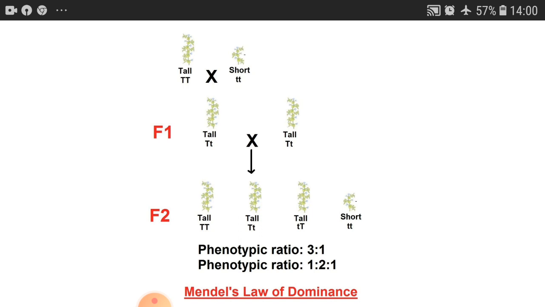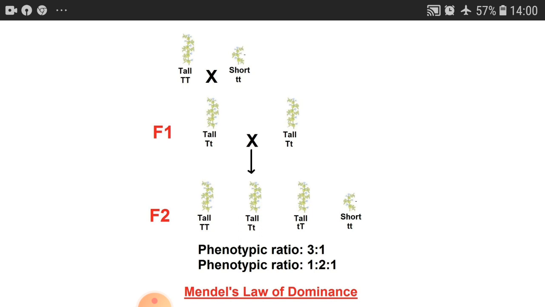So, the genetically mixed offsprings produced by crossing two pure parents having contrasting traits are known as hybrids. Hybrids were formed in the F1 generation, and then by their selfing they formed the pure forms as well as the hybrid forms. Clear?